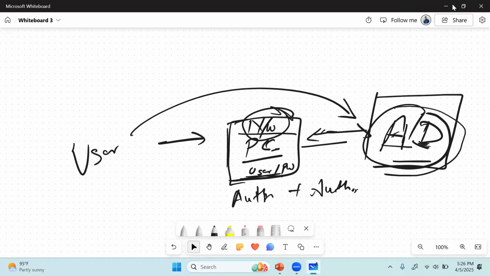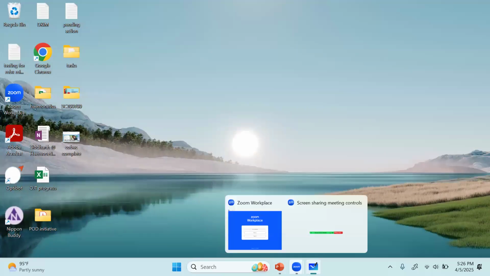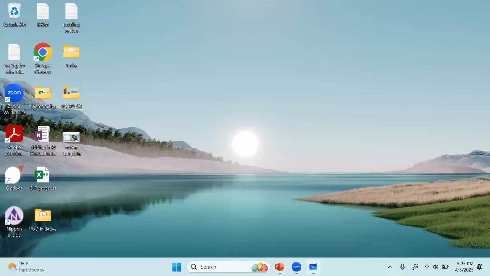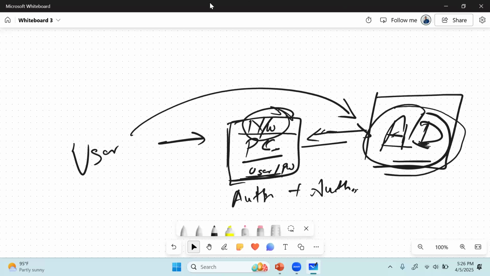Is this part clear? What is authentication and authorization? I would like to get a response from everyone on the chat. Any questions, please ask me here. So Biswajit says all is clear. Please let me know about others as well. If you have any queries, please feel free to ask.